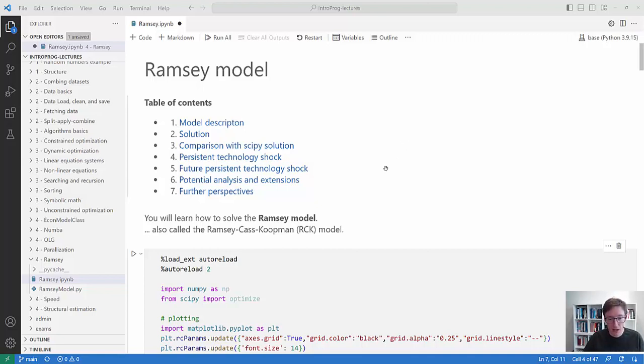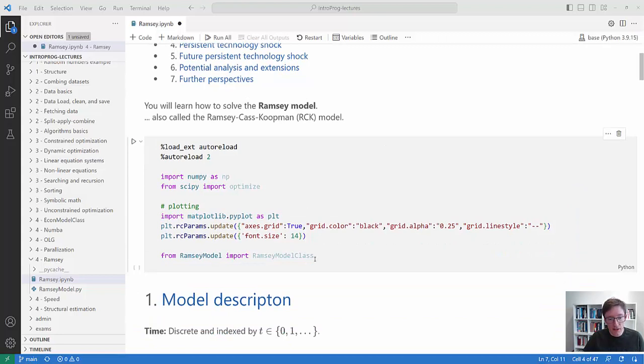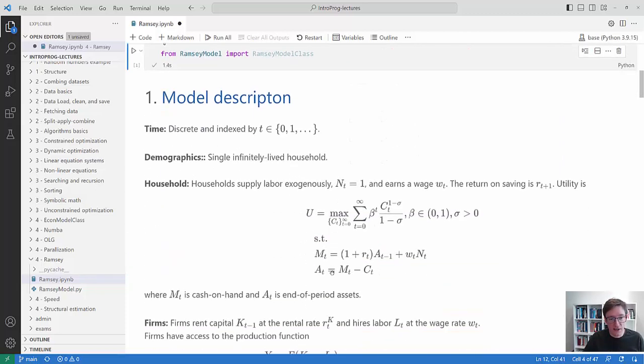talk about here. So I'm importing some standard stuff, and then I'm importing from the Ramsey model the Ramsey model class, which is the class that we will be using in this notebook to solve the model. I will get back to that. But let's just talk about first what the model actually is.